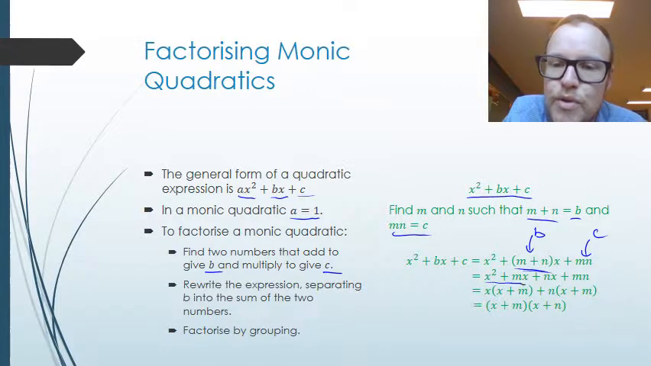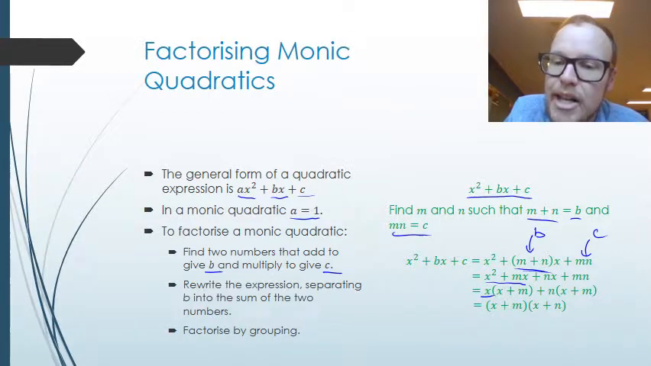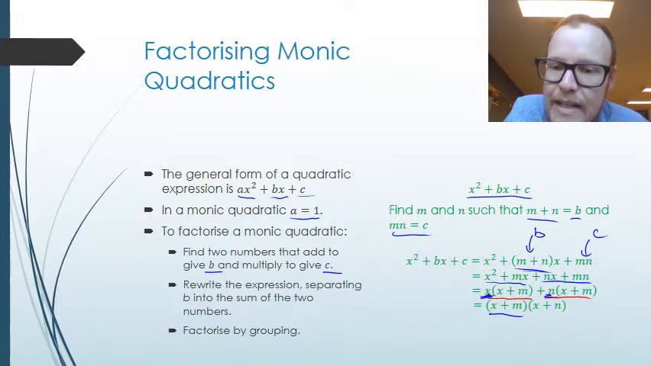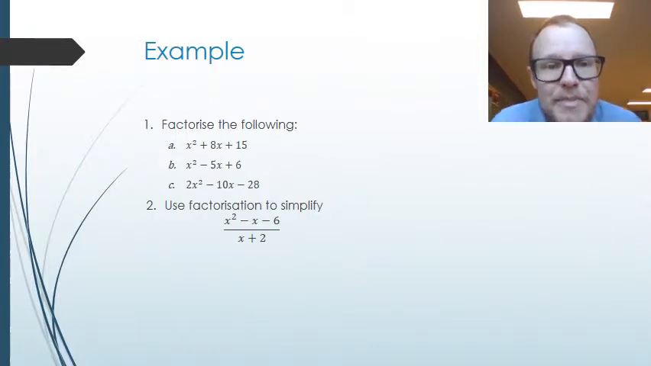For the first two terms here, the common factor is x, so that common factor comes outside the brackets. And then for the second two terms here, the common factor is n. So we're left with x plus m being the common term between the first and second terms now, and because x plus m is a common factor, we can take that out, and have what is left over, which is the x and the n, in the second set of brackets there. And that's how we can factorise it. Let's look at some examples now.